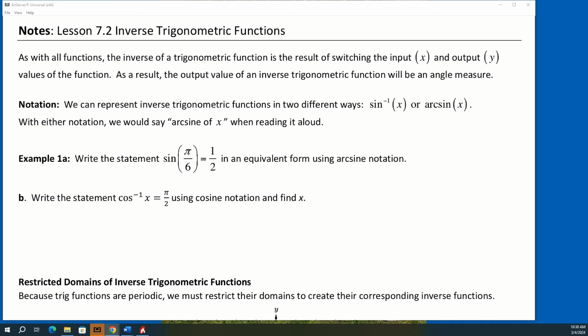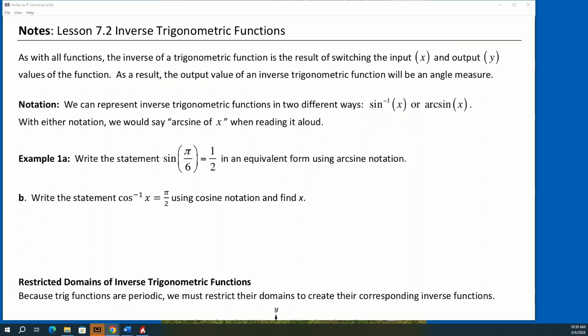All right. So, just like with all inverse functions, you can find the inverse by switching the input and the output. When we were finding them algebraically before, we would just switch the x and y and solve for y. A similar thing happens with the inverse trig functions.